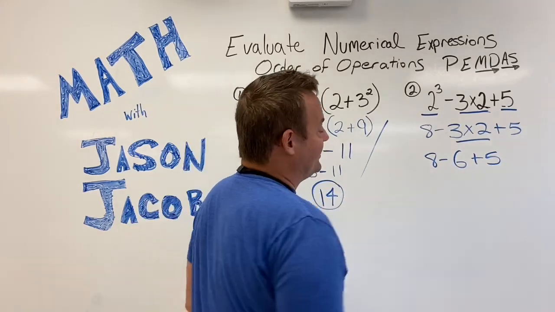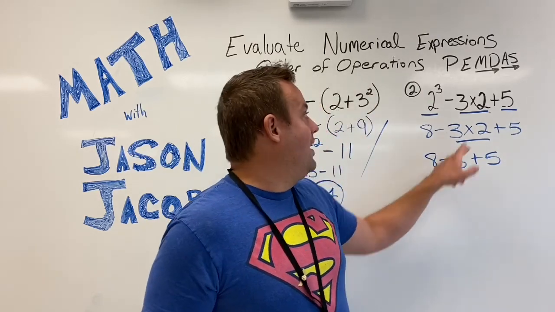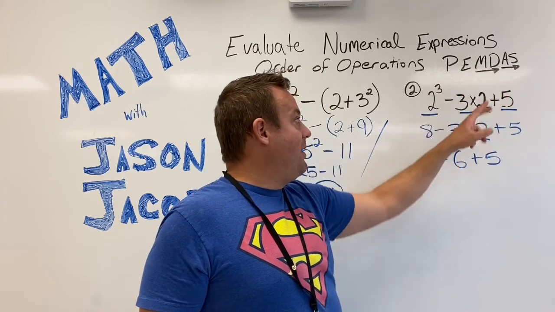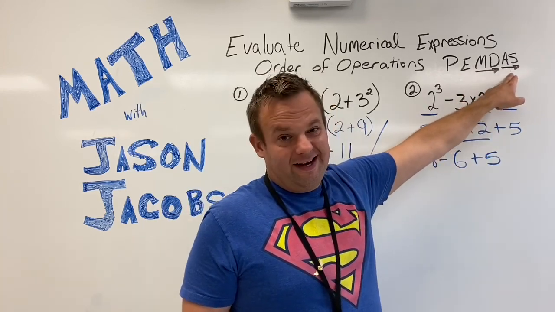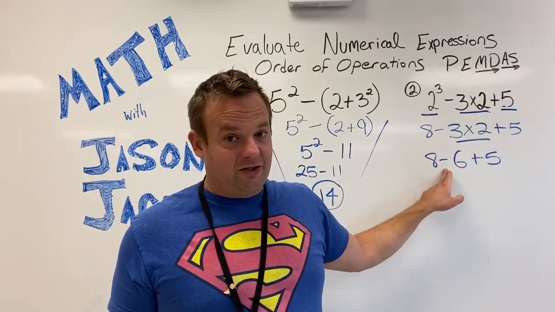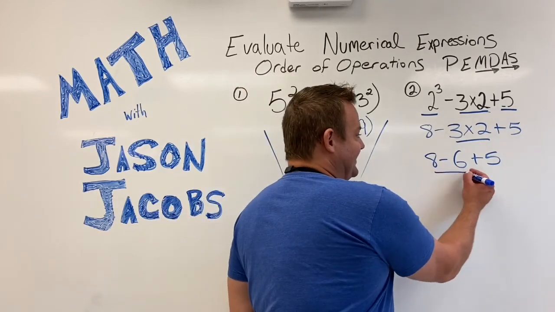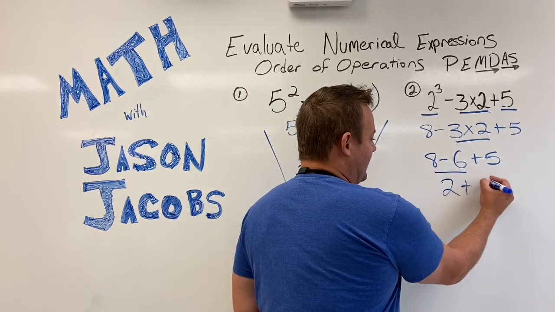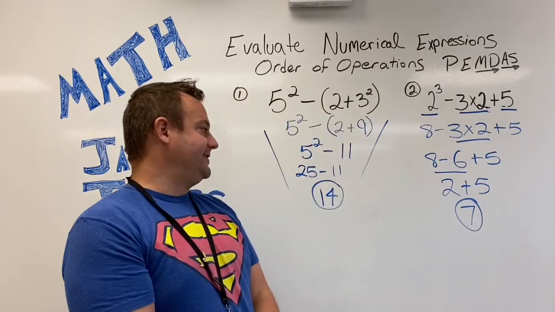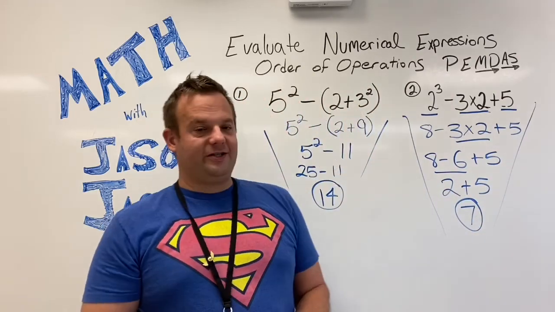So now, this is a special case. We have subtraction and addition. Well, here it looks like addition comes first, right guys? However, that little arrow underneath that I added means first come, first serve. In this case, subtraction comes first. So we're gonna do the subtraction. 8 minus 6 is 2 plus 5. And then this simplifies to 7.